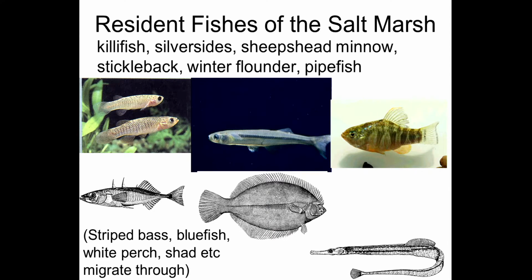Resident fishes in the salt marsh. These are fishes living in the tidal creeks, some of whom will come up on top of the marsh during high tide and then back out to the creek when the tide goes out. Most common killifish are mummichug. Here, silversides, sheepshead minnow here, sticklebacks, winter flounder, and pipefish are all closely associated with salt marshes. We also have other larger species like striped bass, bluefish, white perch coming through, migrating through and eating some of these smaller species of fish.